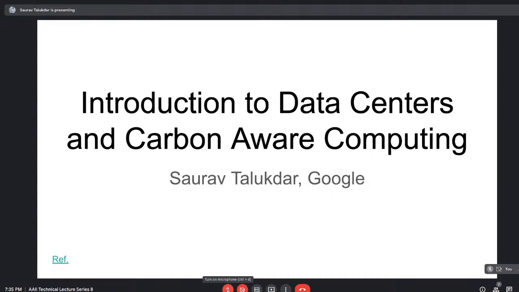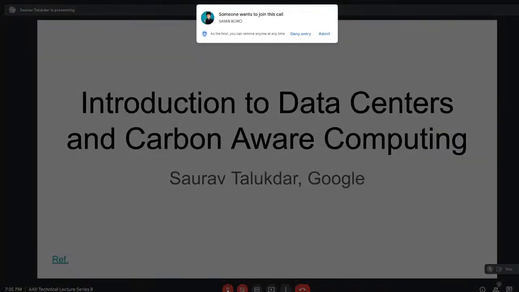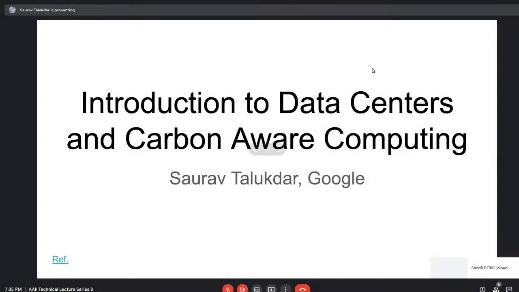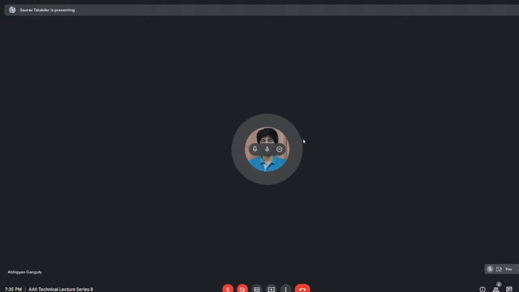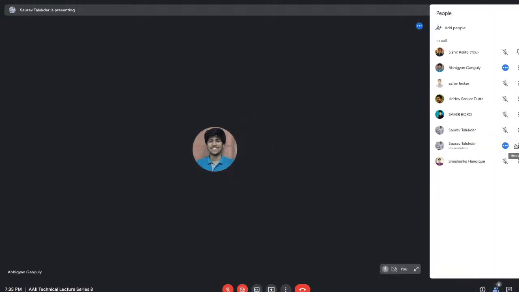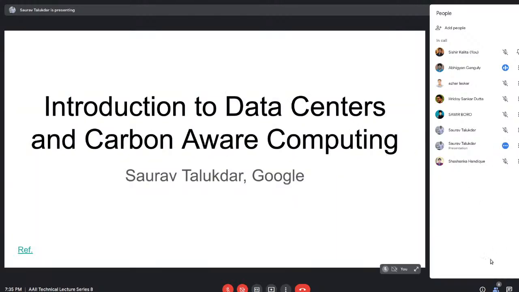Now, we all know that today we are living in the era of big data. But have you ever wondered how Google data centers work? Or what are the physical infrastructures required to enable the day-to-day Google services that we use? How are Google engineers trying to minimize carbon emission in their data centers? Well, to answer all these questions and more, we are lucky to have with us Dr. Saurav Talukdar from Google USA, who will be giving a talk titled Introduction to Data Centers and Carbon-Aware Computing.